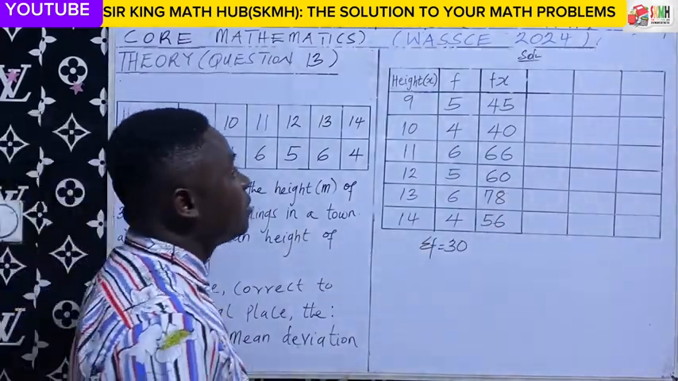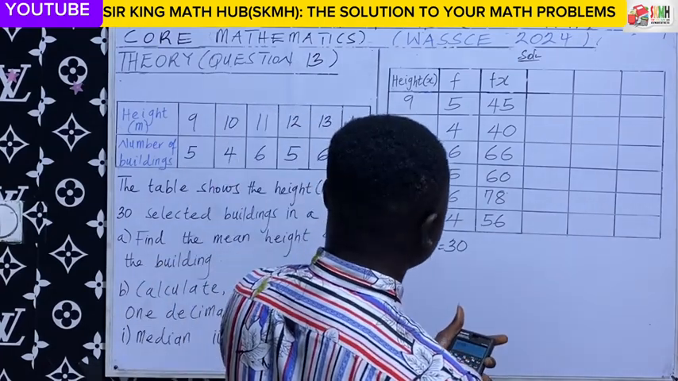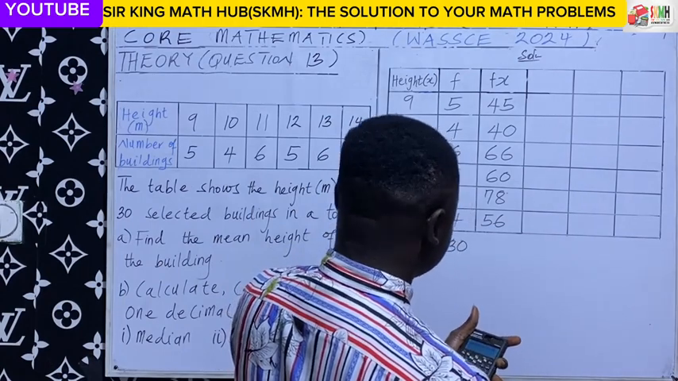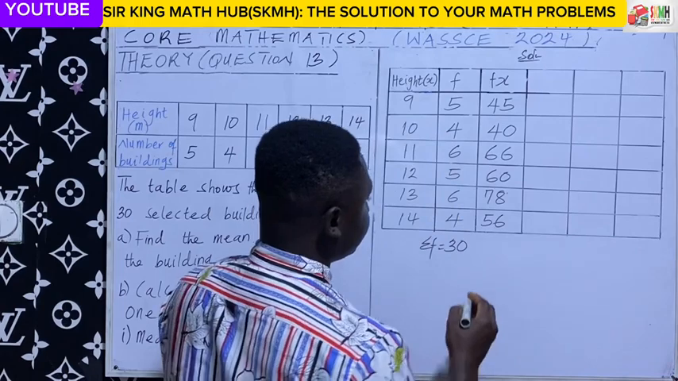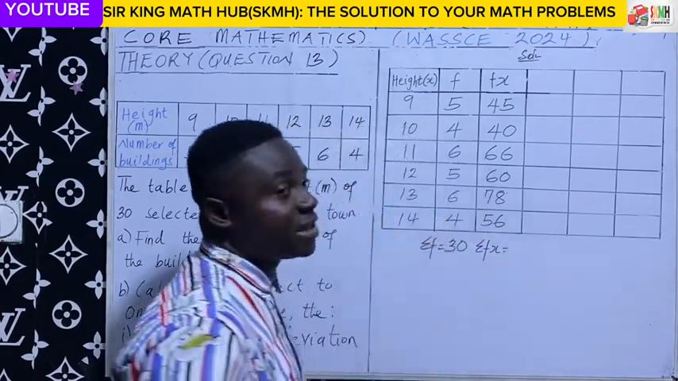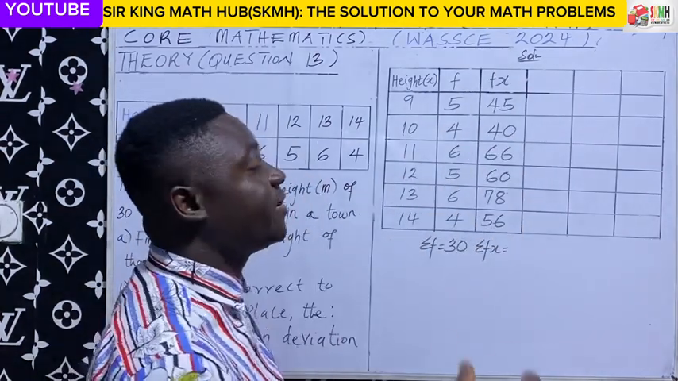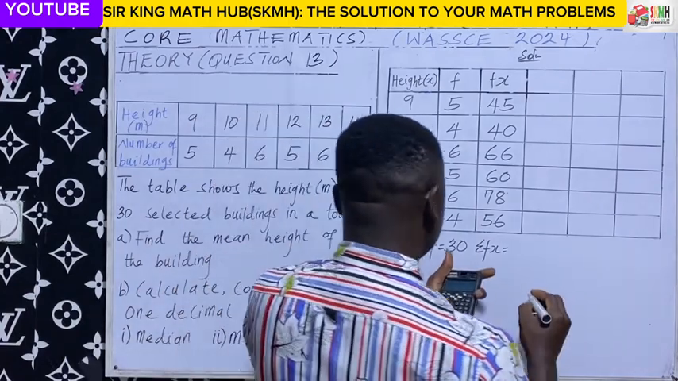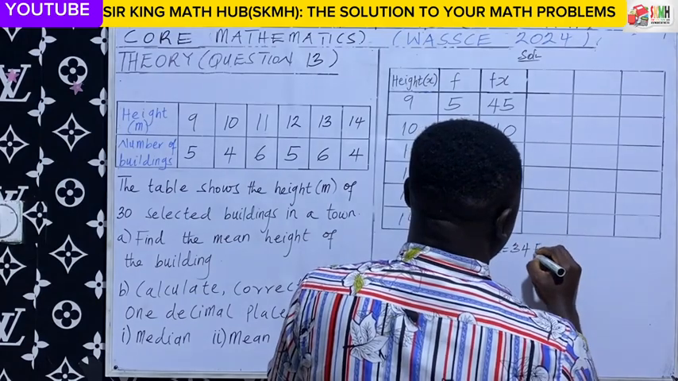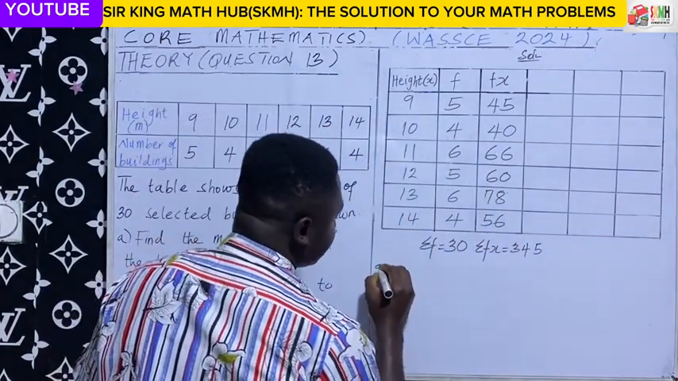Now, summation Fx. So let's start. 45 plus 40 plus 66 plus 60 plus 78 plus 56. Summation Fx means that we are summing up all the numbers under the Fx column, and this is giving us 345. With this, we should be able to calculate the mean.